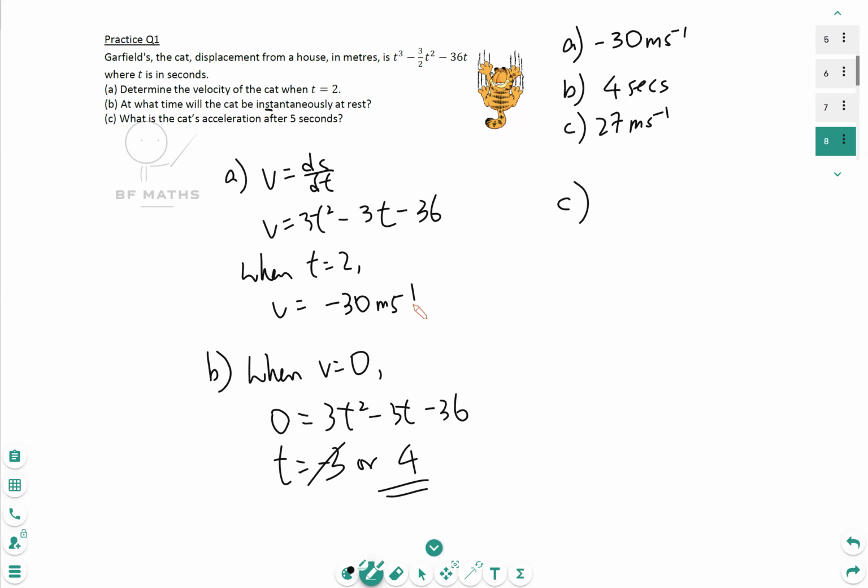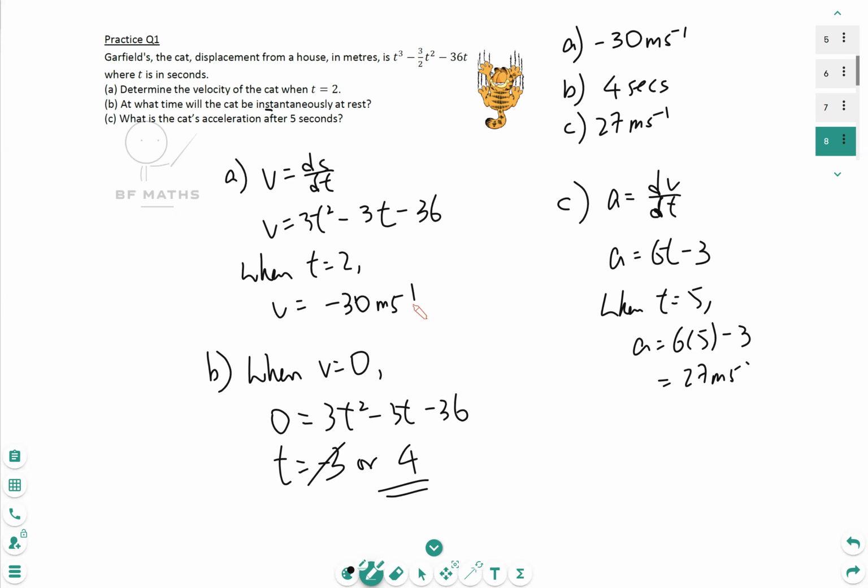Part C, what is the cat's acceleration after 5 seconds? To find a, a equals dv by dt, so differentiate again, which gives 6t minus 3. When t equals 5, acceleration equals 6 times 5 minus 3, which is 27 meters per second squared.